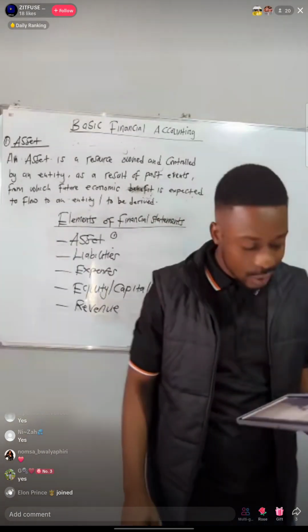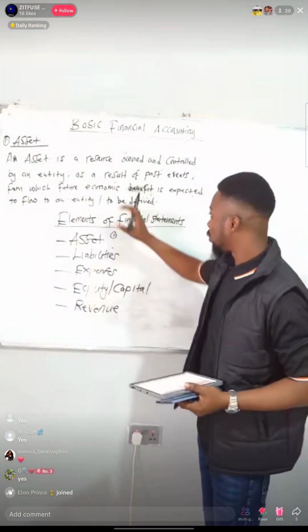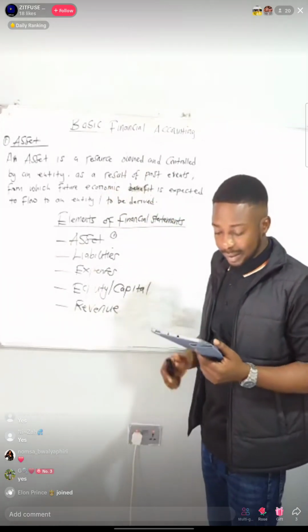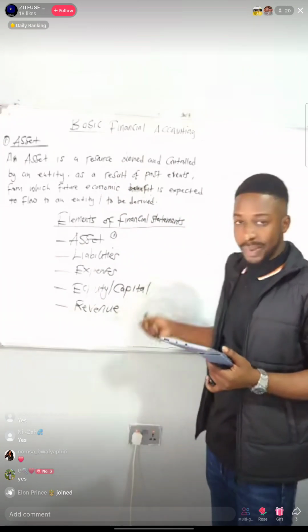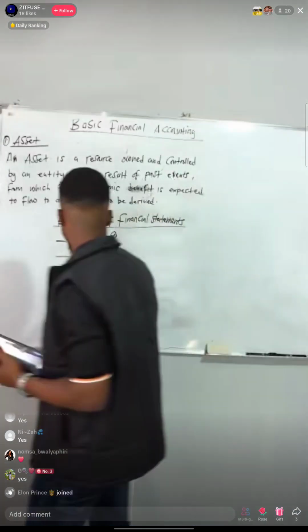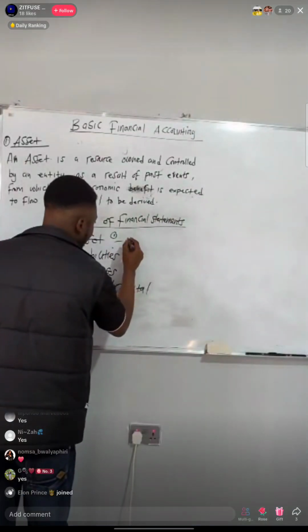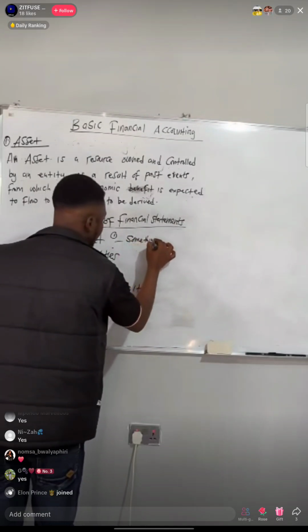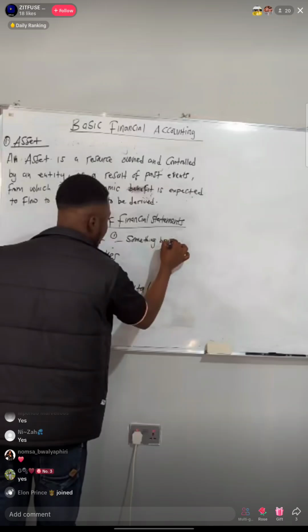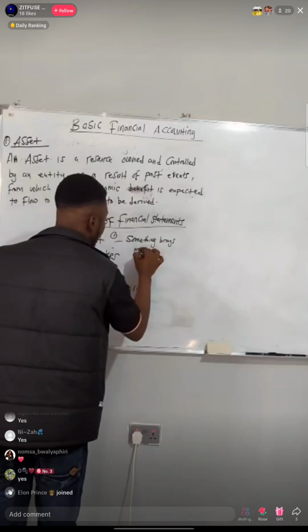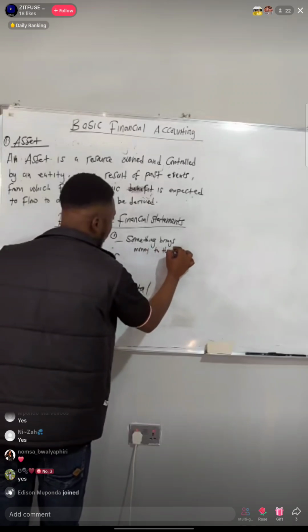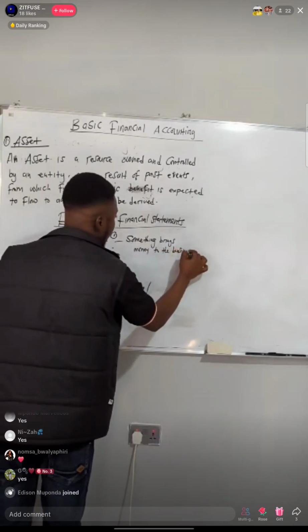So now, what I'm trying to explain here when it comes to an asset, in simpler terms, in layman's language, we can simply say an asset is something that brings money to the business. Something that brings money to the business, in simple terms.